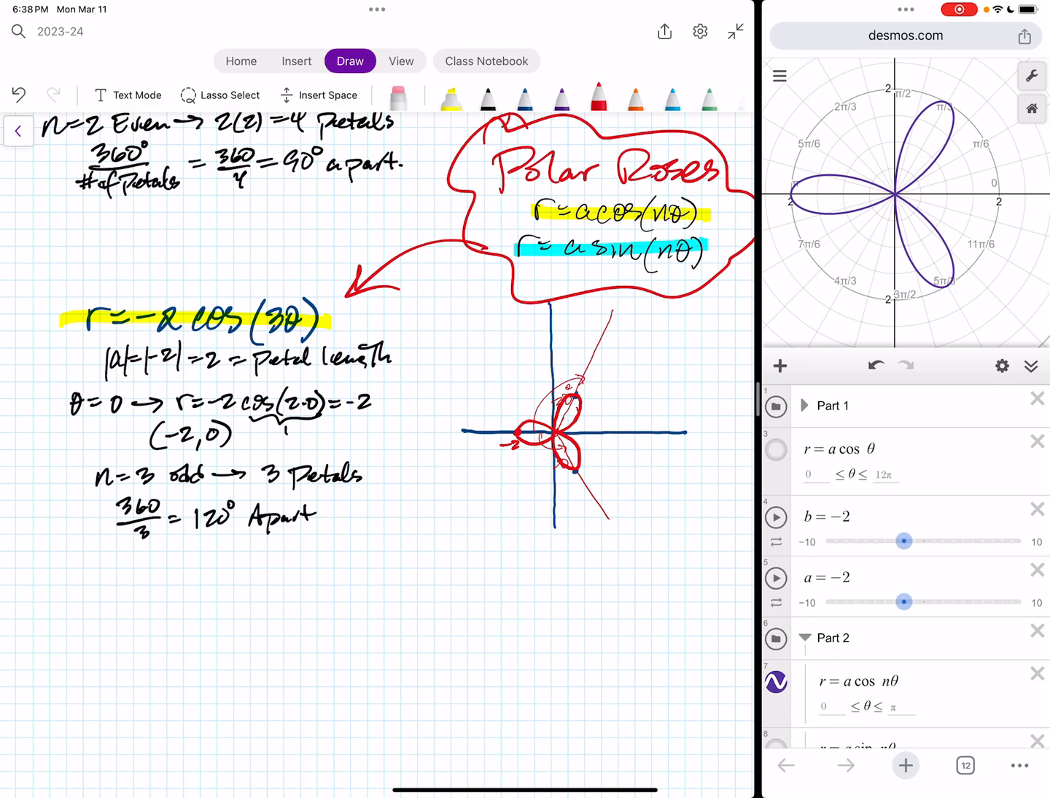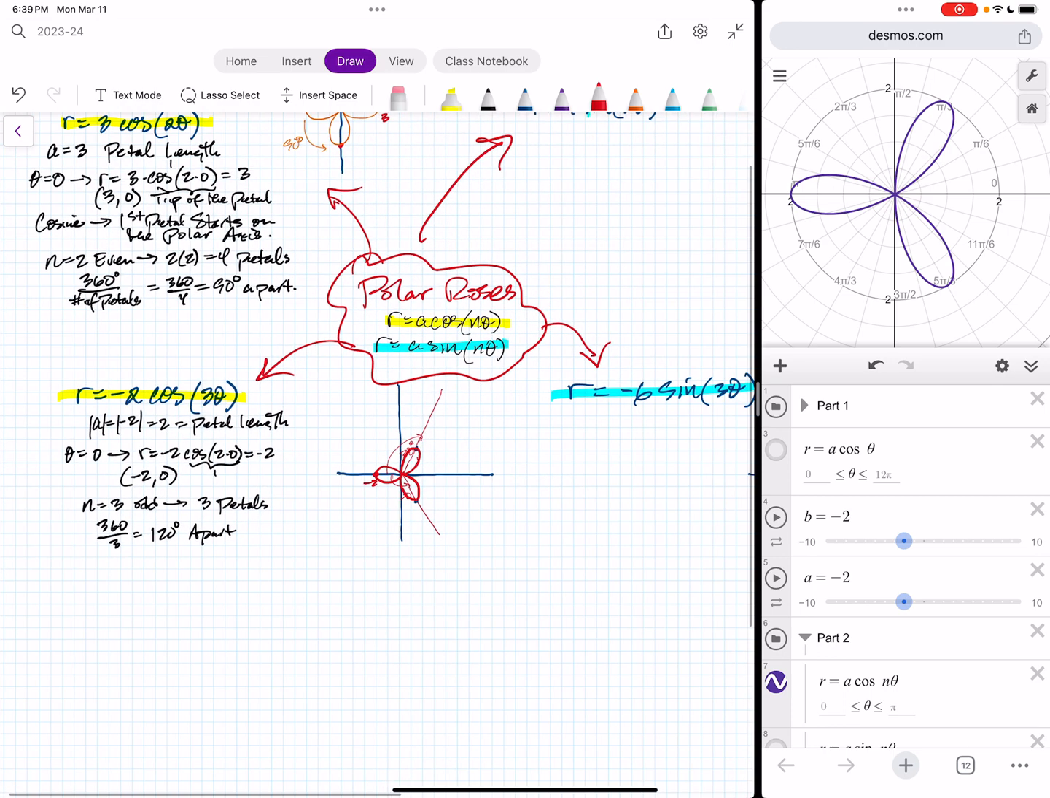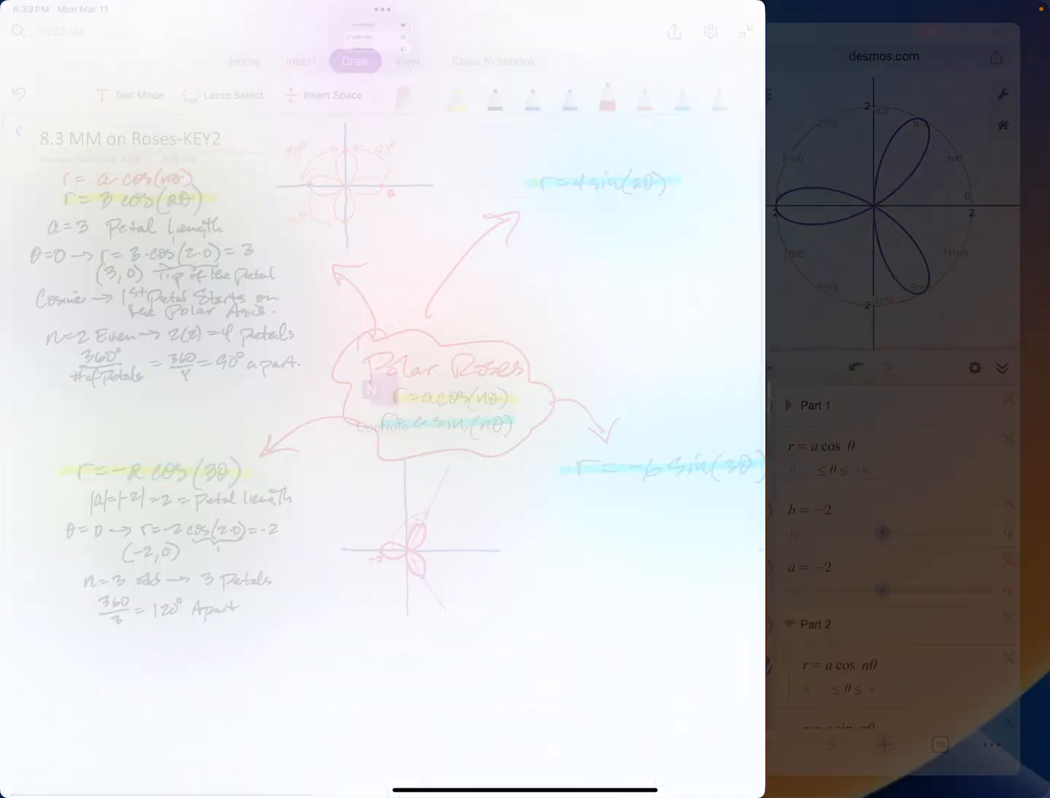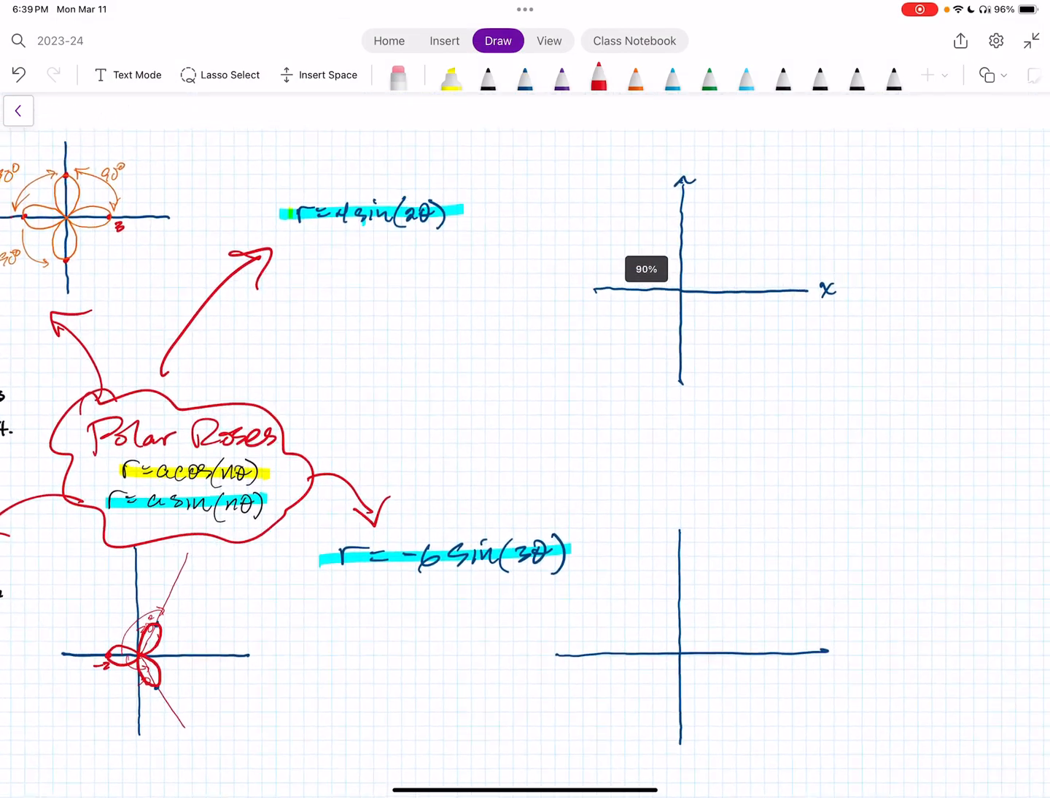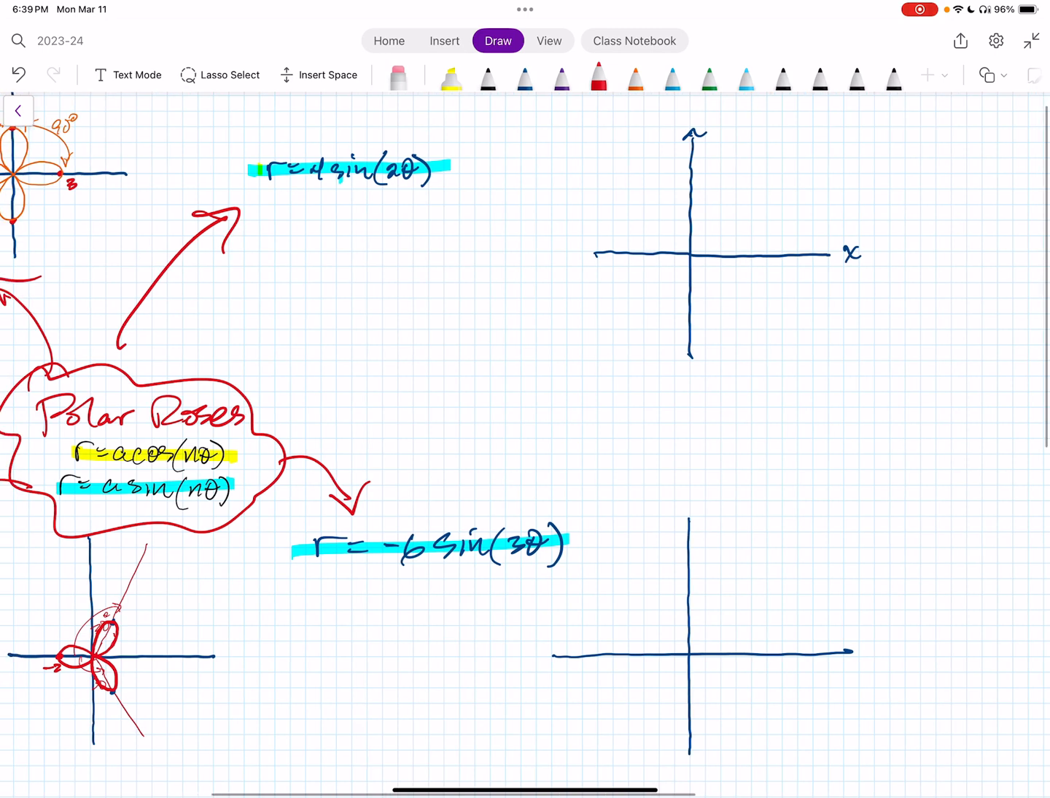There we go. So now you can see it. All right, so you can verify everything with Desmos. Just keep that in mind. Okay, so let's get back into it here. Now we're dealing with sine. So let's switch to sine and see how things change.